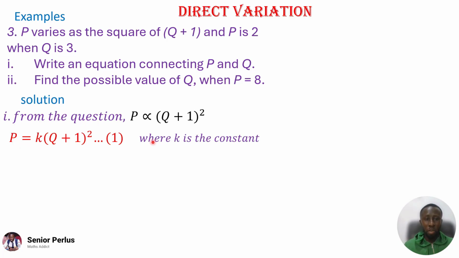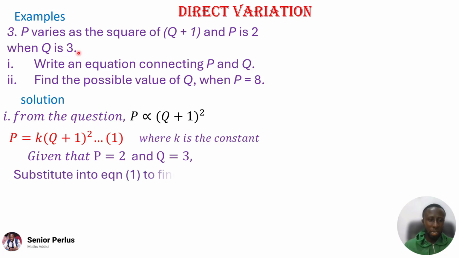Now, in the question, we are given P and Q, which will help us to know our K, the constant. So we are given P and Q. The P is 2, Q is 3. Then you substitute it into equation 1. Just the substitution. Now from here, 2 equals K, then 3 plus 1 square. 3 plus 1 is 4. Good. Then 4 square will be 16.